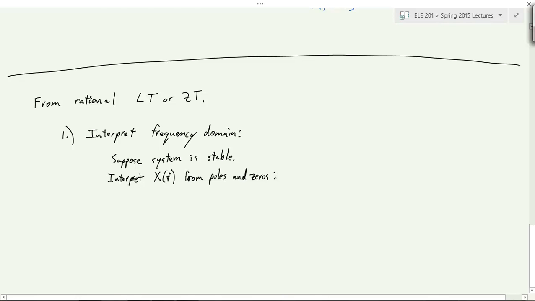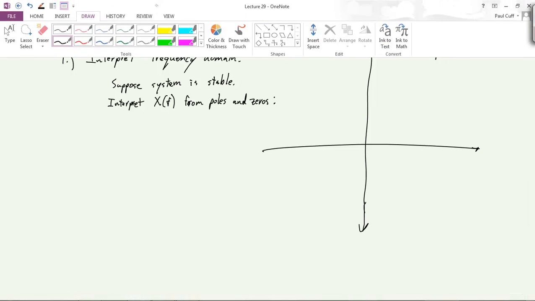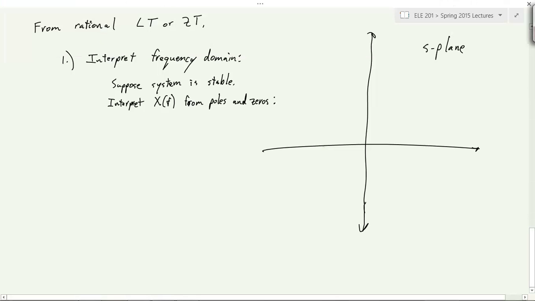Okay, so an example will help here. Let's say here's the S-plane. So this is the space of S for our Laplace transform. And we have a couple, let's say we have some poles. They all are going to be in the left half plane because the system is stable and causal. Say it's like this. And some zeros.